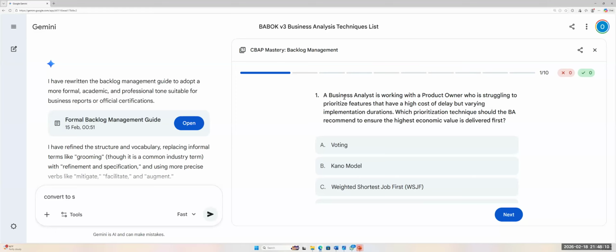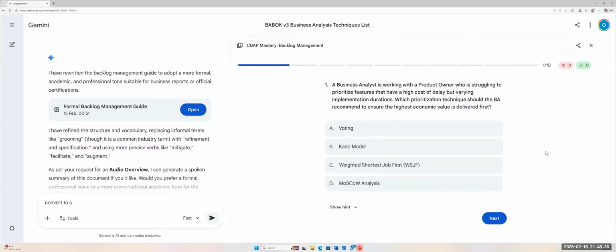Yes. Okay. So a business analyst is working with the product owner who is struggling to prioritize features that have high cost of delay or varying implementation durations. Which prioritization technique should the BA recommend to ensure highest economic value is delivered first? So you can drop your answer in the chat room.